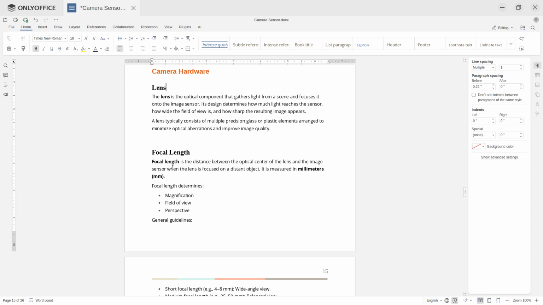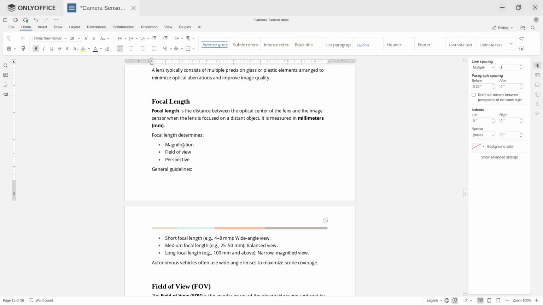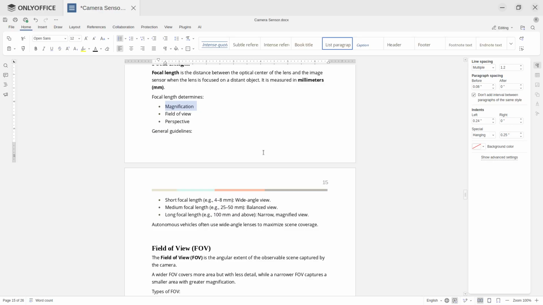What is focal length? Focal length is the distance between the optical center of the lens and the image sensor when the lens is focused on a distant object. It is measured in millimeters. Focal length determines magnification, field of view, and perspective. General guidelines: a short focal length, like 4 to 8 mm, gives a wide angle view. A medium focal length, like 25 to 50 mm, gives a balanced view. A long focal length, for example 100 mm and above, gives a narrow magnified view.